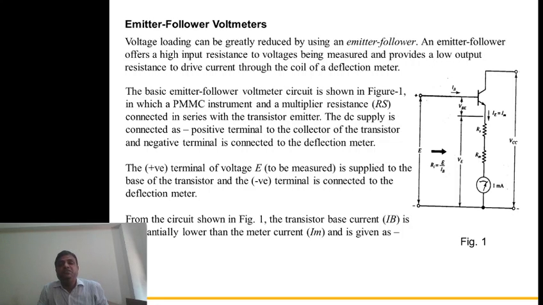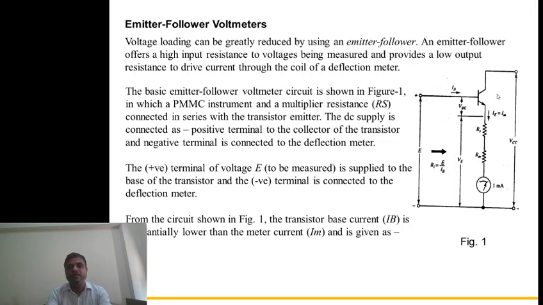Because the output of this circuit is taken from the emitter. See this diagram, actually the IE is the output current that is flowing through the emitter. We know that this particular combination, this pointer and this RM, is a D'Arsonval movement or PMMC instrument, and it's used for the measurement of current. To convert it into a voltmeter, we use a series resistance RS. Then to convert it for the measurement of low and high voltages, we connect an emitter circuit.